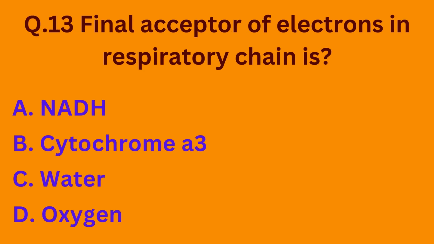Question number 13 is, final acceptor of electrons in respiratory chain is option A, NADH. Option B, cytochrome A3. Option C, water. Option D, oxygen. So students, we discussed it earlier. Oxygen is basically the final acceptor of electrons in respiratory chain. So the correct option is option D.